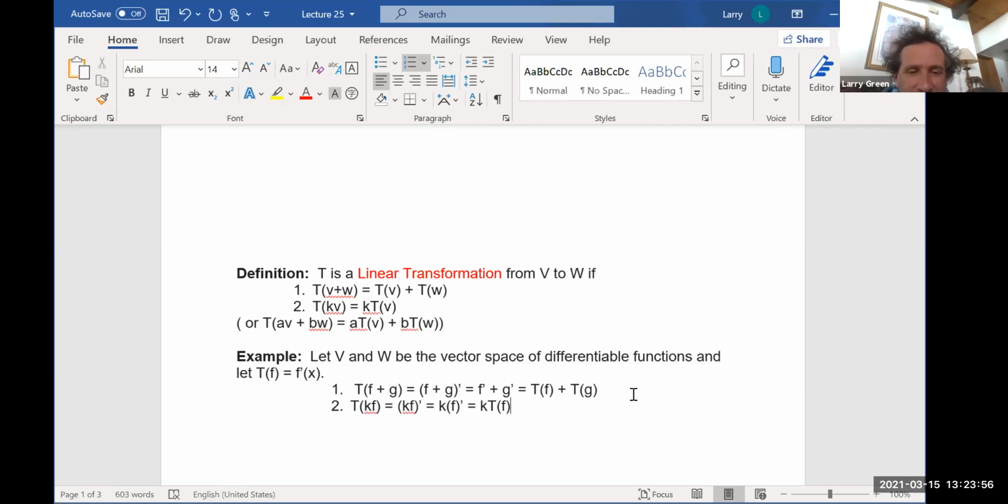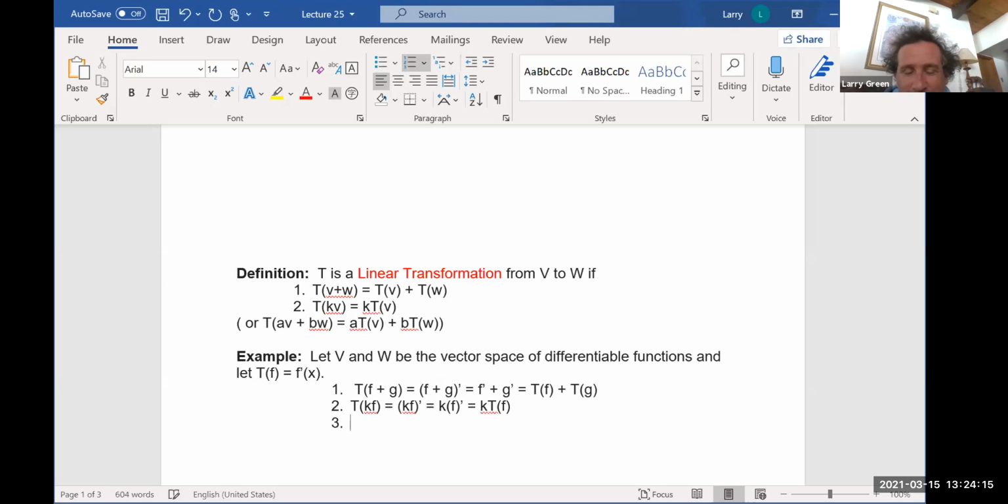Okay. Is the derivative on the space of all differentiable functions a matrix? The answer is no. If you can come up with a matrix, good luck. You won't be able to. Any questions on that? Okay.